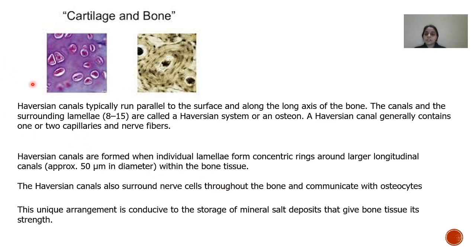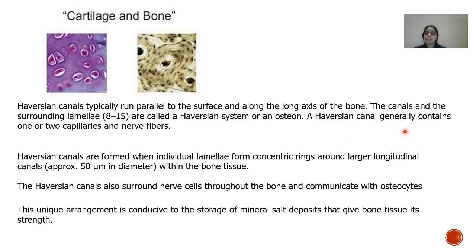So let us go with the Haversian canal. So that's how the matrix is in the concentric circles called lamellae, and they occur in the form of layers. So they form the Haversian canals. And these typically run parallel to the surface and along the axis of the bone. The canals and the surrounding lamellae are called the Haversian system or osteon.